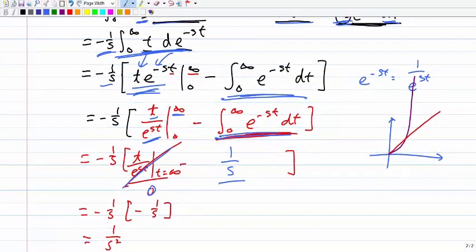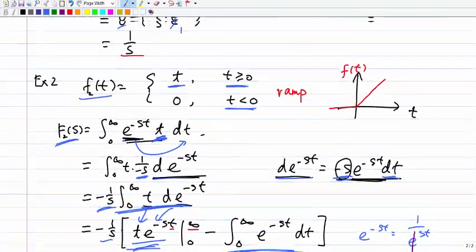So that's all I have for this class. Next, I will talk about some of the properties of the Laplace transform.